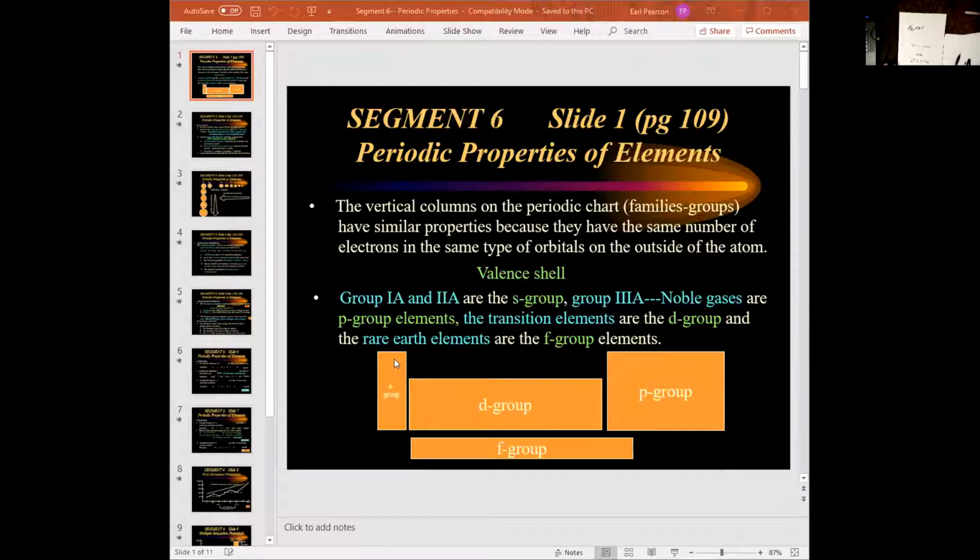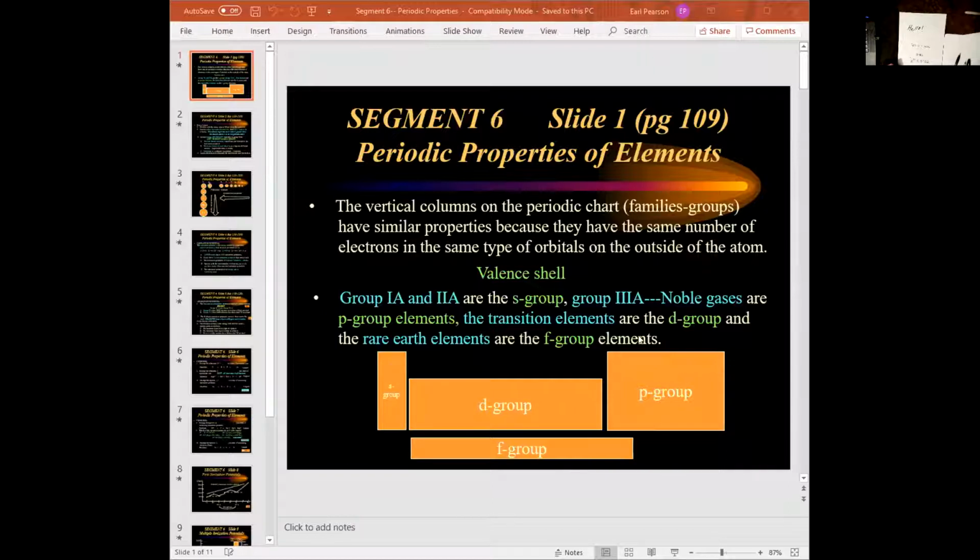Group 2A is the second column in this s group, the first two columns. They're going to have an ns2 configuration, and they are going to always form ions of +2 charge.